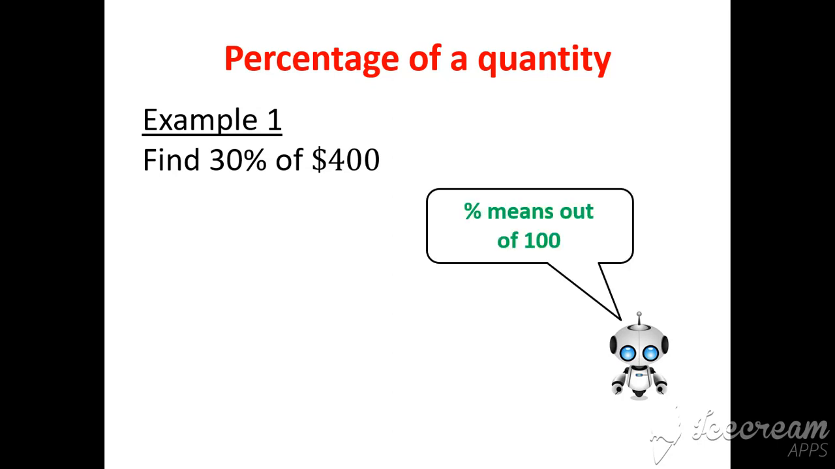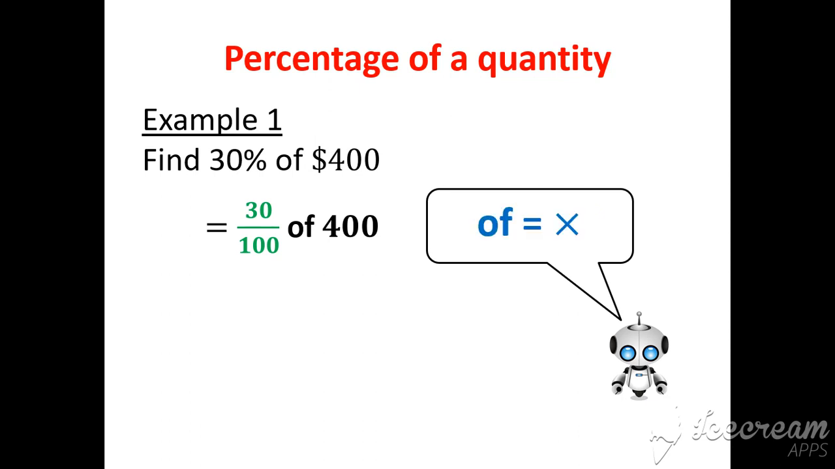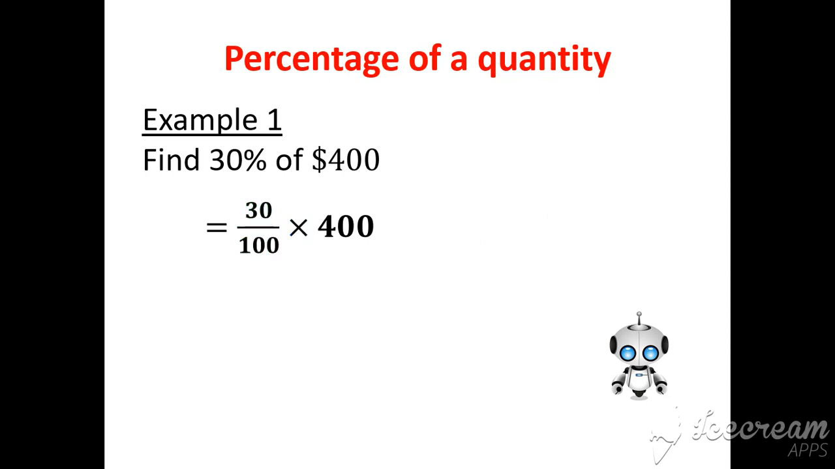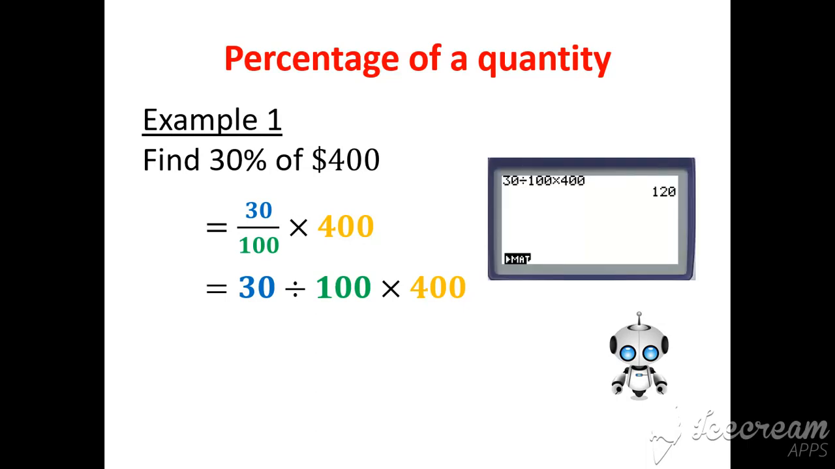Well, let's go through the old technique first from the last video. We know percent means out of 100. So 30 out of 100 of 400. Of means to multiply or times. So 30 out of 100 times 400. So then we grabbed our calculator. Oh, that means divide, by the way. We grabbed our calculator and went 30 divided by 100 times 400. And that gave us our answer, which was $120. So 30% of $400 is $120.